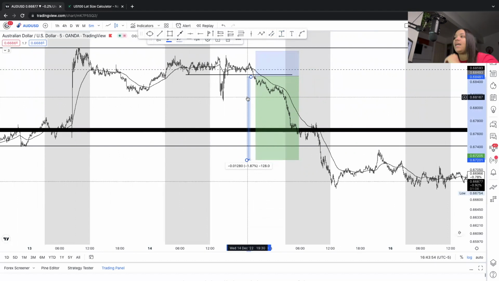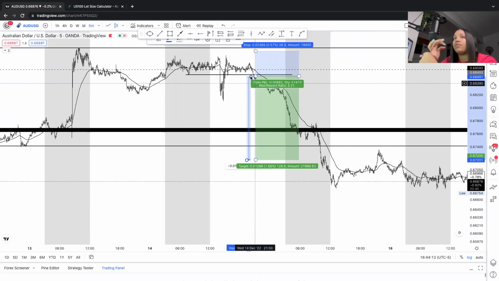Which is actually a good trade for me, since I don't really trade Forex pairs. The fact that this entry was so clutch, and it literally was no drawdown. When it came to here, it literally was no drawdown.